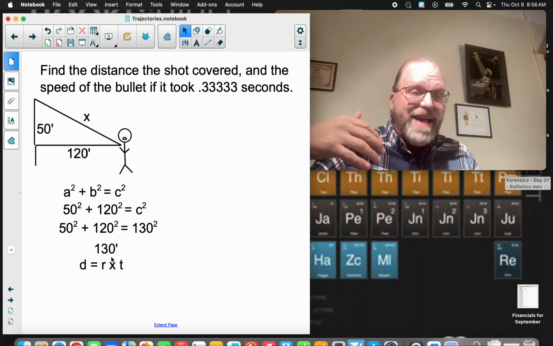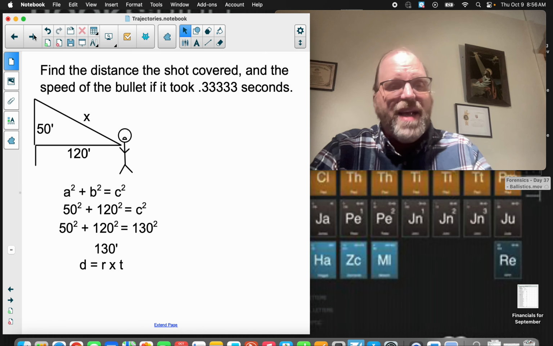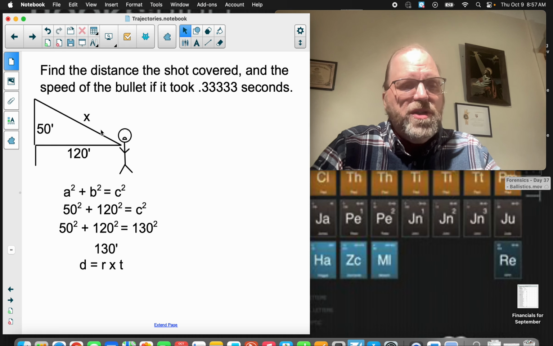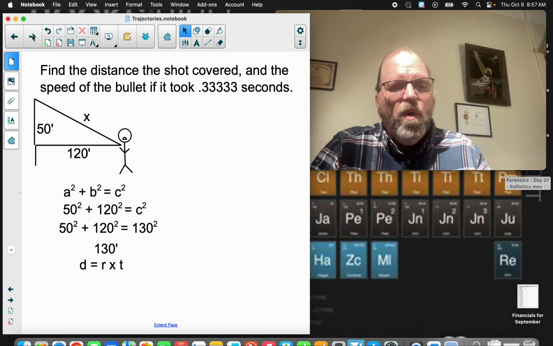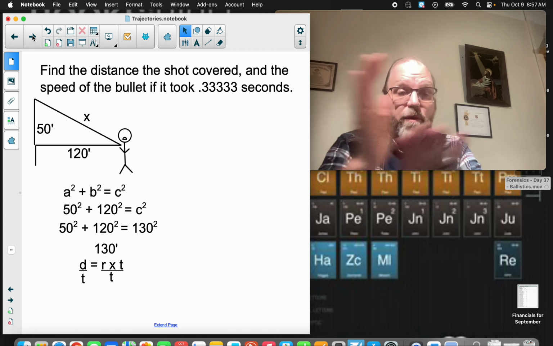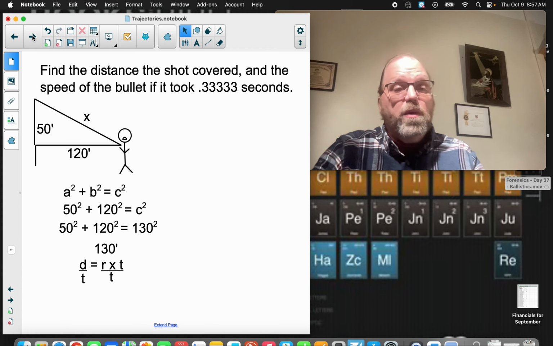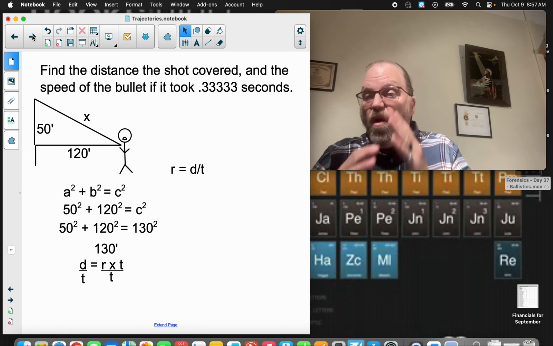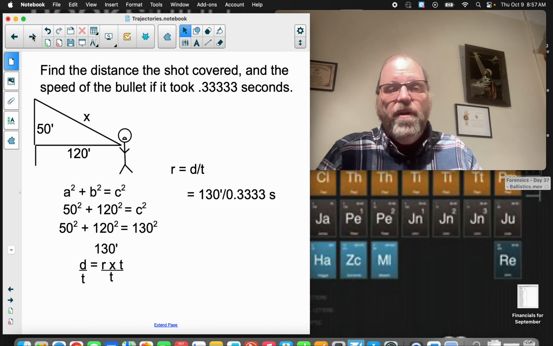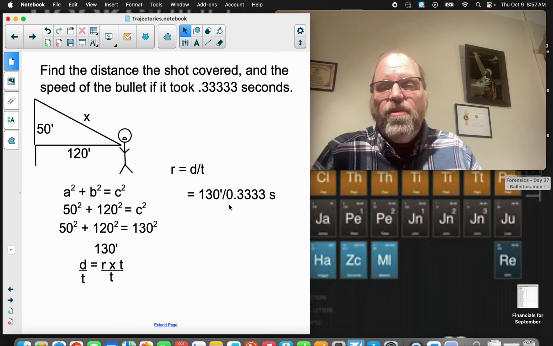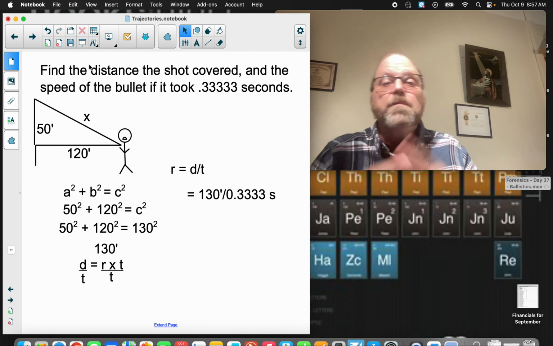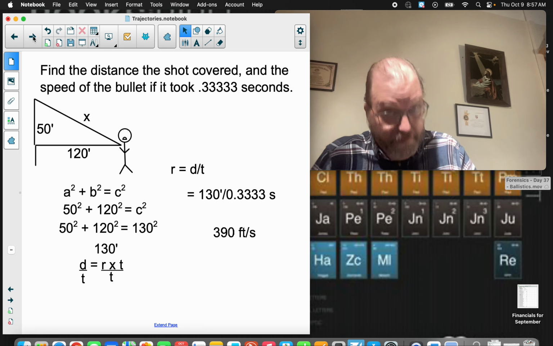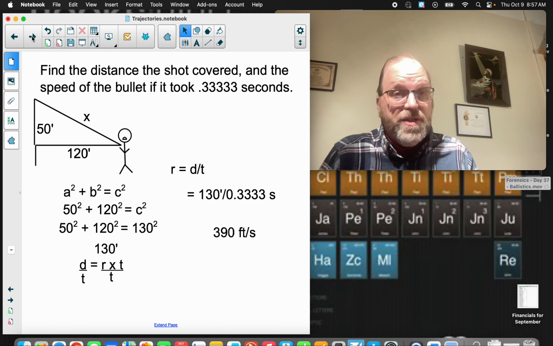So go back to that last equation. That's this x right here. This is 130. So that equation d equals r times t, we're going to divide both sides by t again, get rid of that fraction, and just make it equal to r. So r is equal to d over t. Speed is equal to distance over time. Put our 130 feet in, divide by 0.3333 seconds, divide them through, we get 390 feet per second. It's moving. It's going to cover a lot of distance.